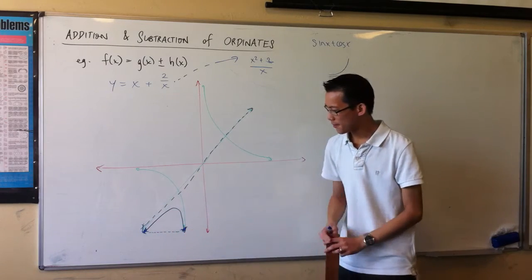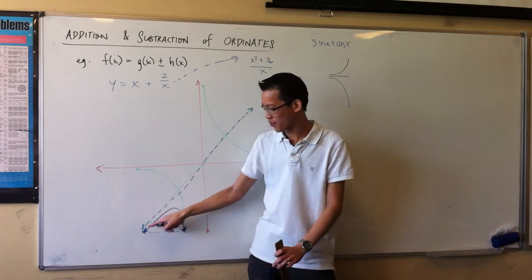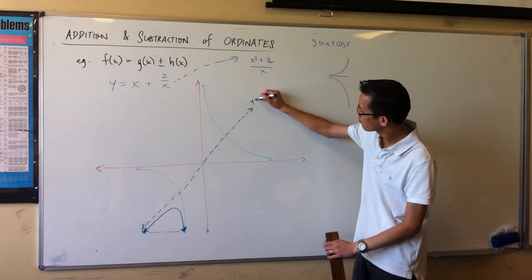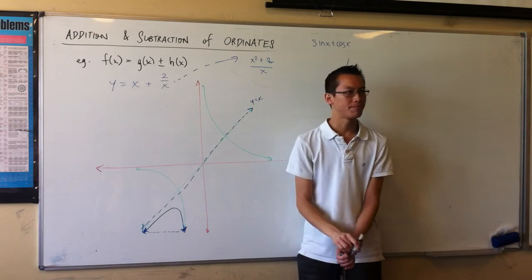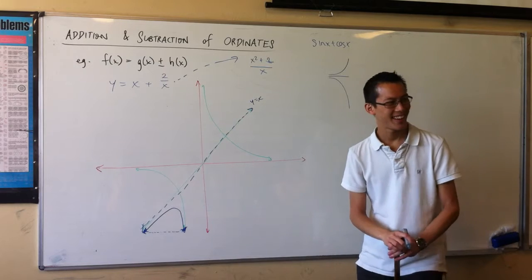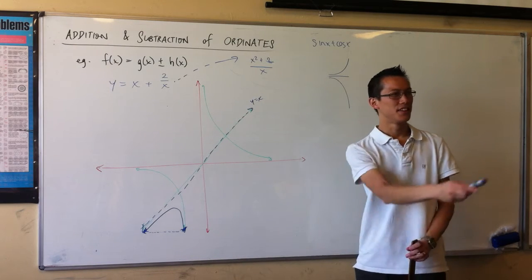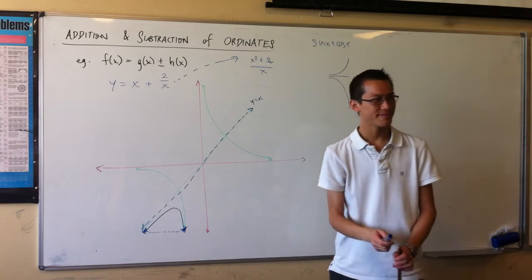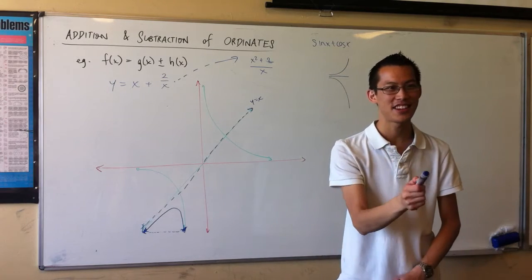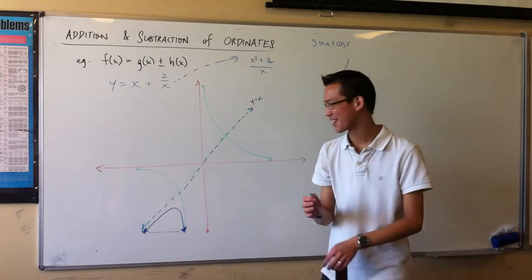Now, how do I know that we're going to approach this line, y equals x? How do I know? Yeah. Because the graph of y equals 2 on x is approaching it. Good. Okay, did you catch that? Let's try that again.